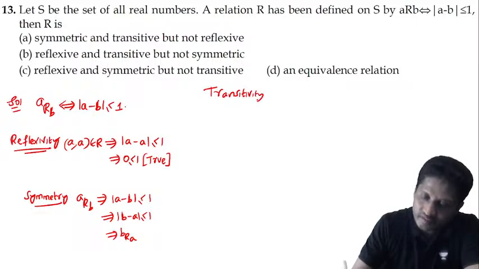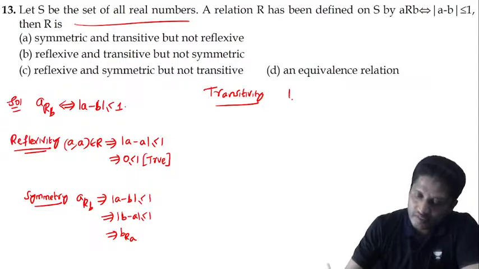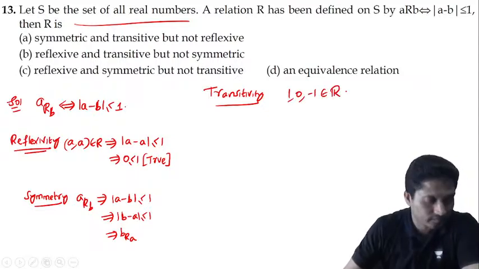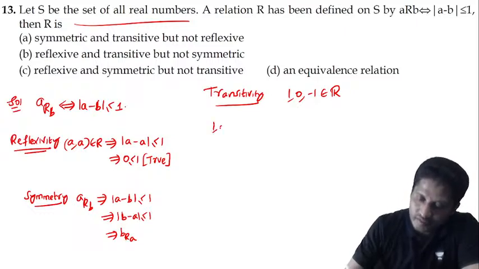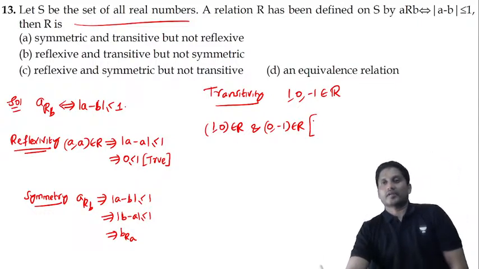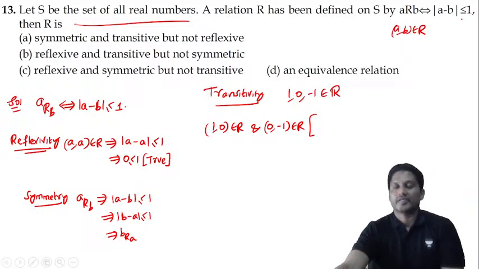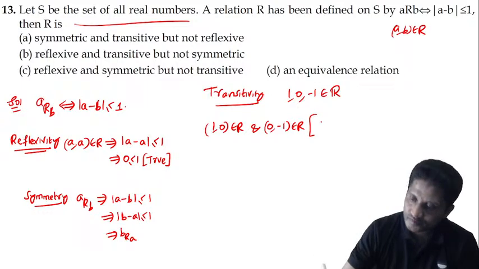Okay, transitivity. I'm going to take 3 real numbers from the set of real numbers. Let's say 1, 0 and minus 1 belong to R, the set of reals. If I take 1 comma 0 belongs to R and 0 comma minus 1 belongs to R, obviously this is true, right? Because A related to B is the same as A comma B belonging to R, if and only if modulus of A minus B is less than or equal to 1.